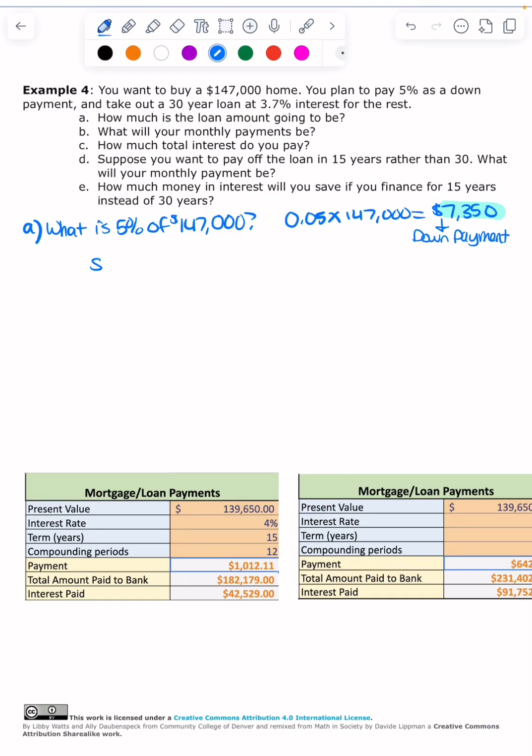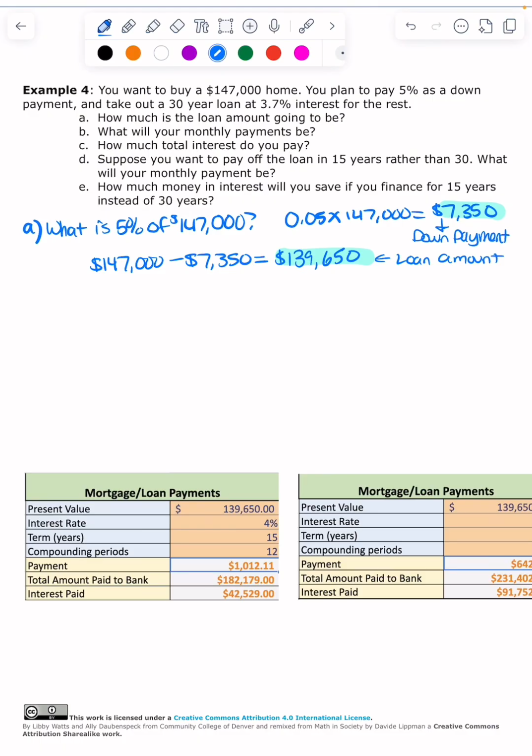So we have to calculate 147,000 minus 7,350. So the loan amount is going to be $139,650. Okay, so we can put a little note here, that's the loan amount.